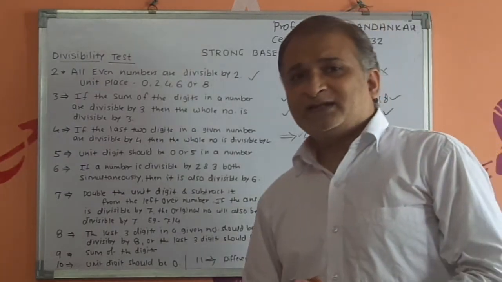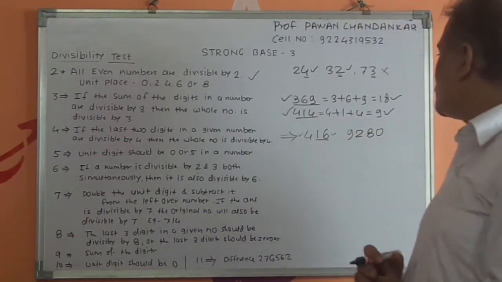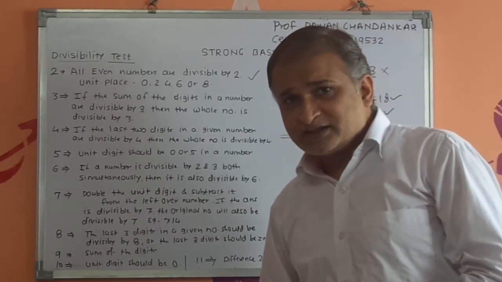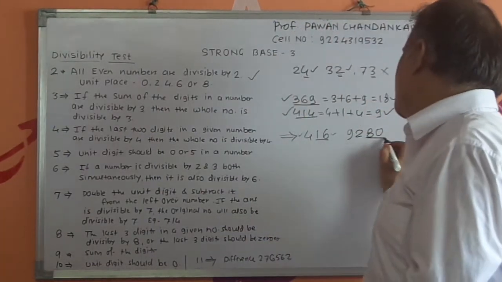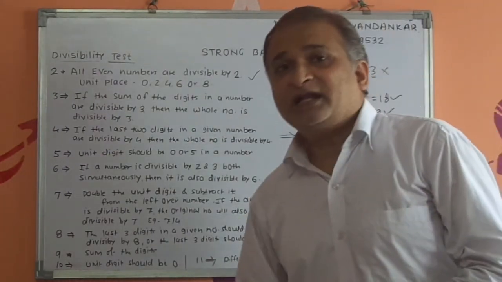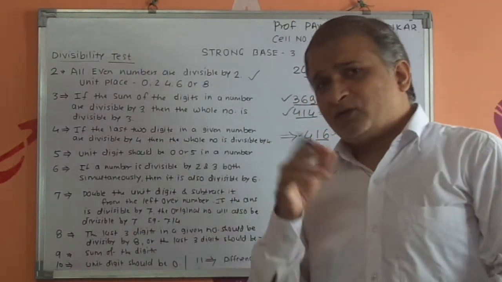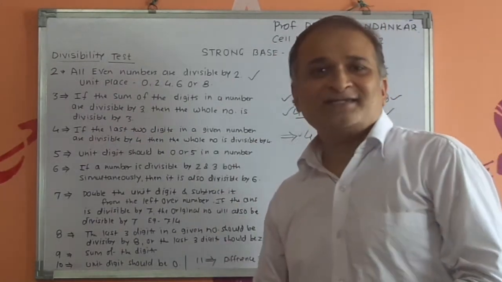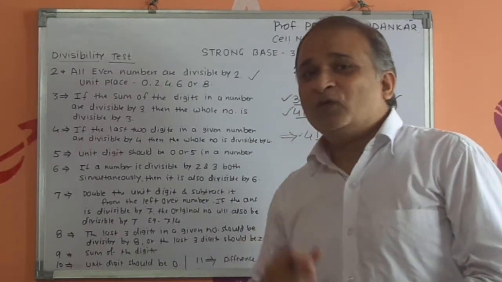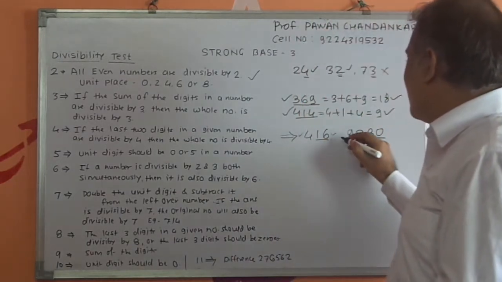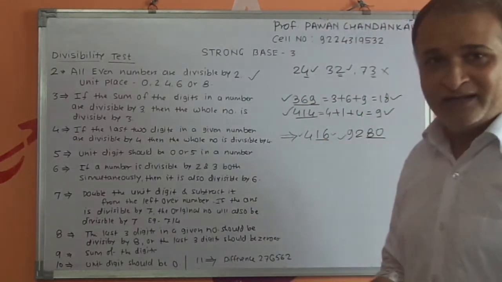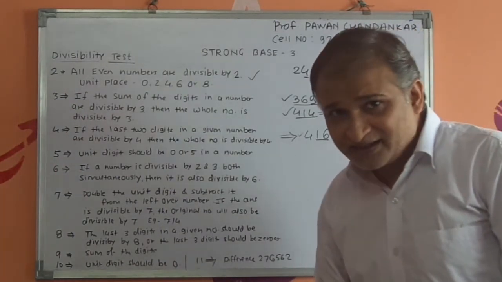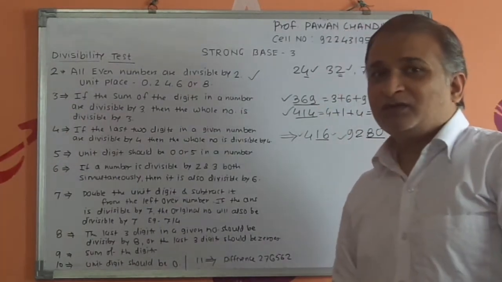Take one more example, kids. Now students, tell me, is the number 9280 divisible by 4? See the last two digits. The last two digits are 80. Now we have to think in this manner: is 80 divisible by 4? Yes, 80 is divisible by 4. That's why the whole number, 9280, will be divisible by 4. Right, kids? Hope you must have understood this test.